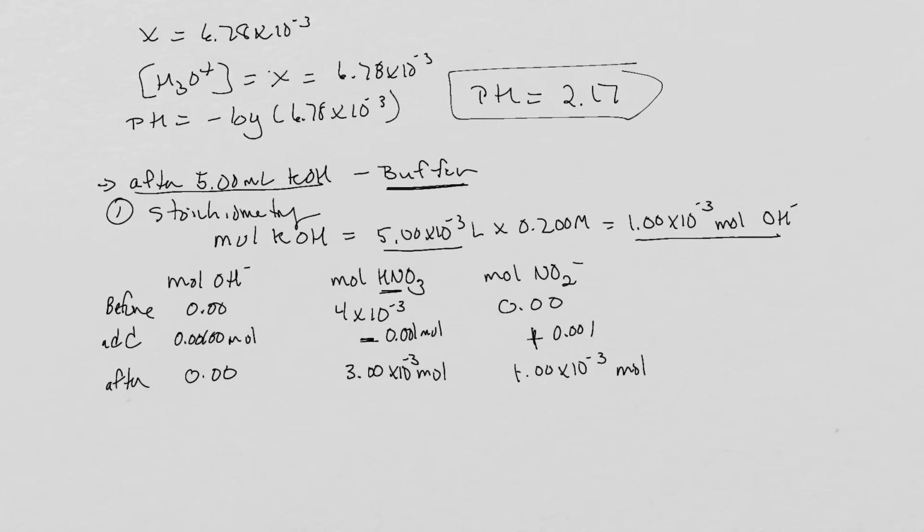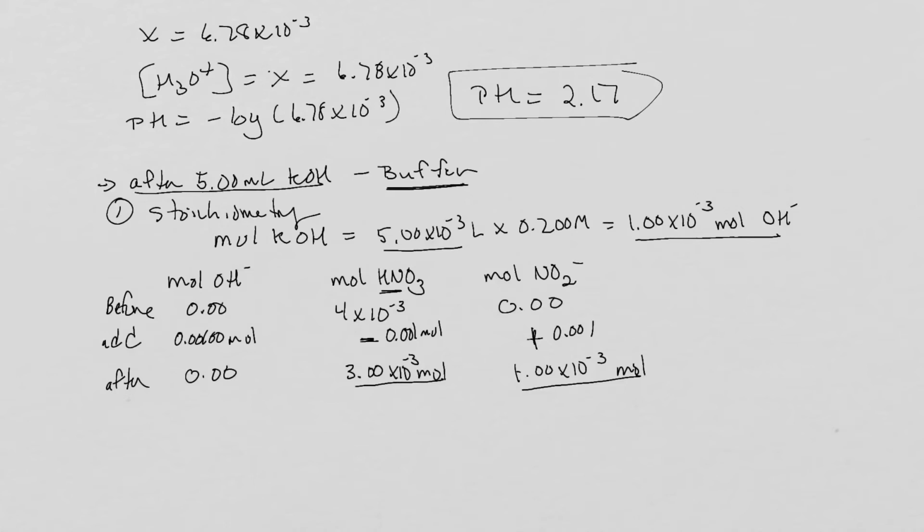of acid, and we're going to generate that many moles of our conjugate base. And so at the end, we've used up our hydroxide, and we end up with 3 times 10 to the minus 3 moles of our acid and 1 times 10 to the minus third moles of our conjugate base. Now, this gives me my solution after the addition.